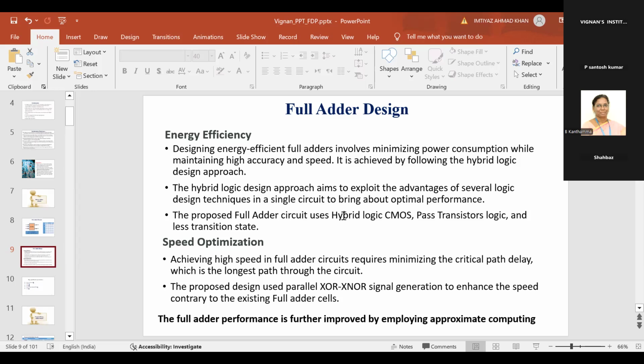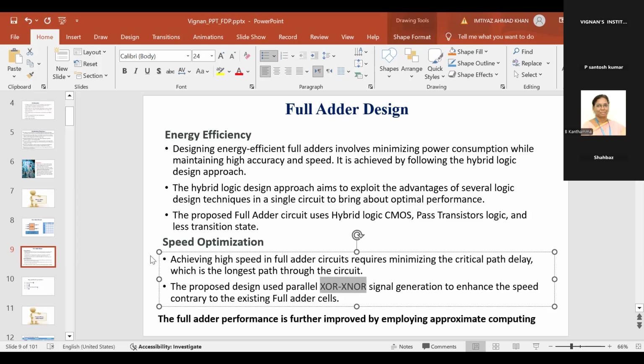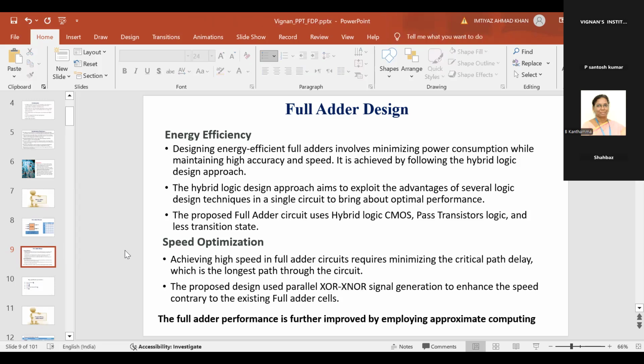The pass transistor logic issue is threshold drop. I'm using hybrid logic, which means pass transistor logic, CMOS, and transmission gate, all combined. That's the reason. And one more achievement: I'm using XOR and XNOR in parallel. I will explain in the next slide. So that's the reason my power consumption should be low. The purpose is to design parallel XOR and XNOR signals. This is the reason I have reduced power consumption, by using XOR and XNOR signals in parallel.